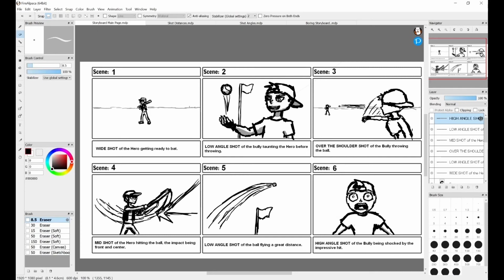So that's how you make a storyboard, how you make your storyboard look more interesting, and how you can turn your storyboard into an animatic. But while I did this on Fire Alpaca on my computer and put the pictures into Video Editor, that's not stuff you need to do.